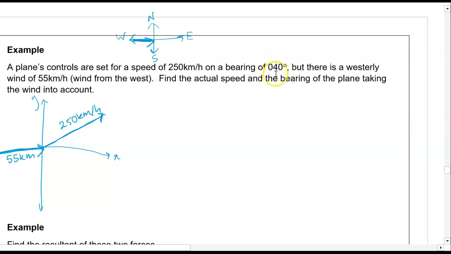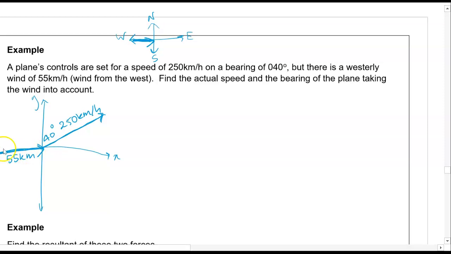So that's true. When we were talking about bearings, we were taking things from north and around 40 degrees. So that's 40 degrees in there, and that's what I did wrong before. I was looking at the bearing of the vector and going up that way, but that's not actually what it said. There's also a westerly wind of 55 kilometers an hour.